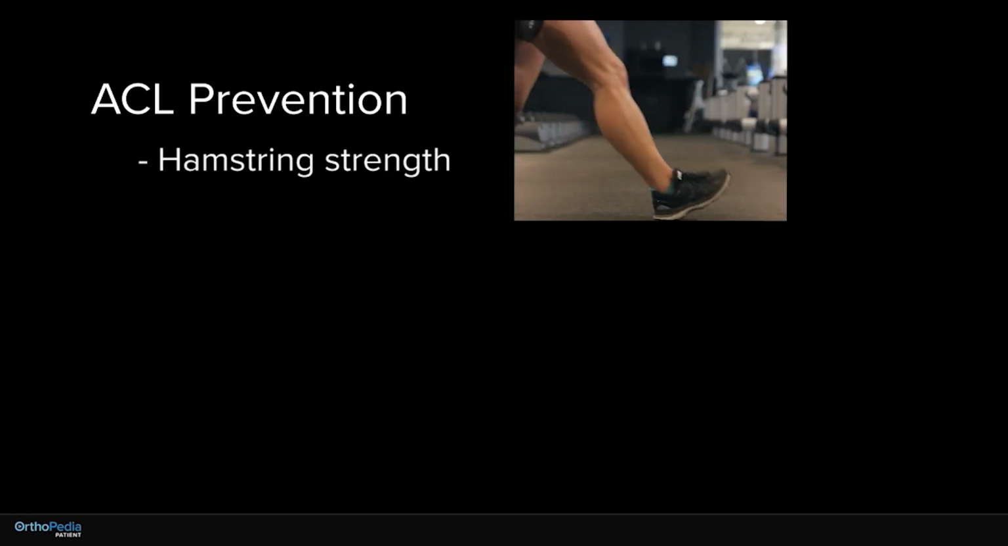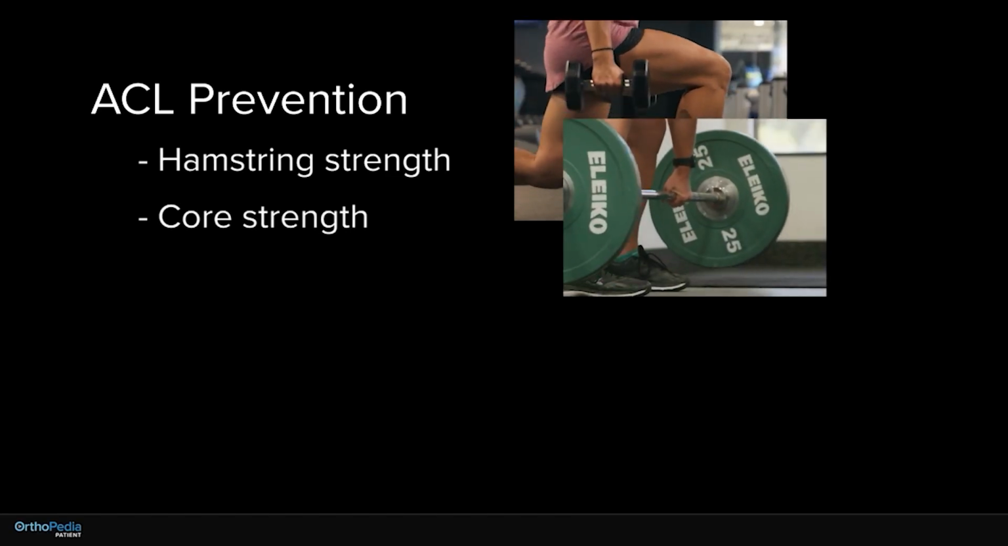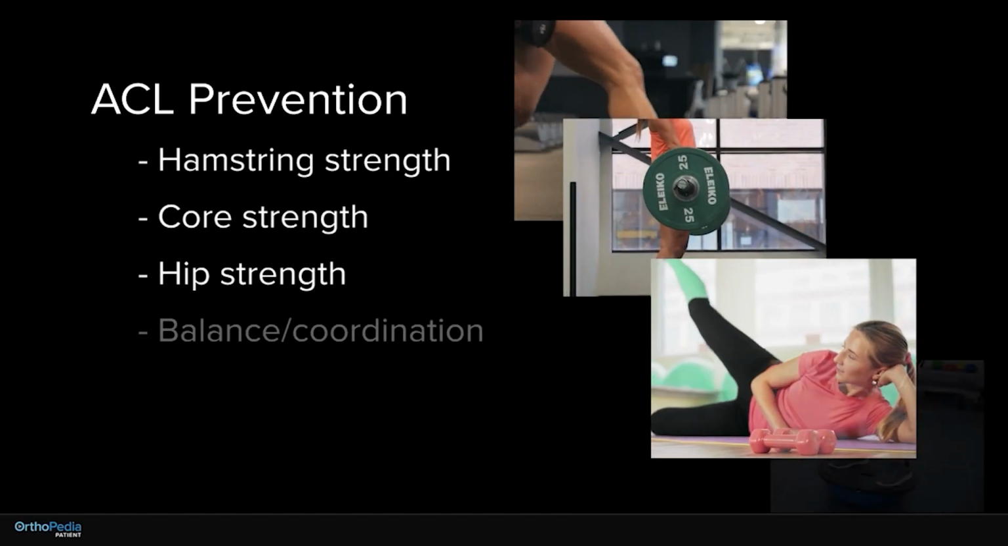Both of these positions put the ACL at risk for injury. There are certain measures that can be taken to help minimize the risk of an ACL tear. Many ACL prevention programs that exist typically recommend the following exercises: hamstring strengthening, core strengthening, hip strengthening, and balance and coordination.